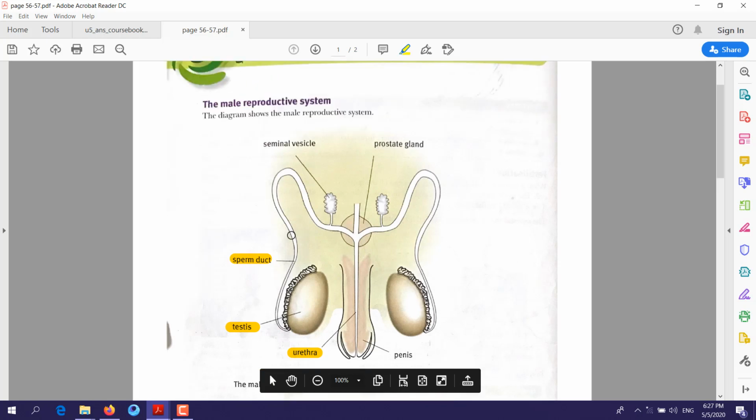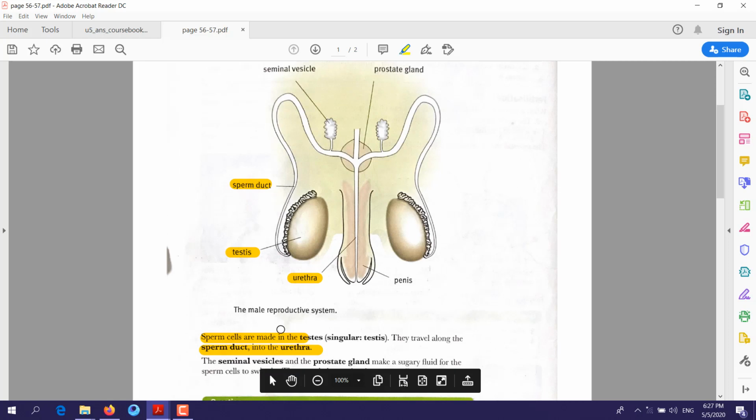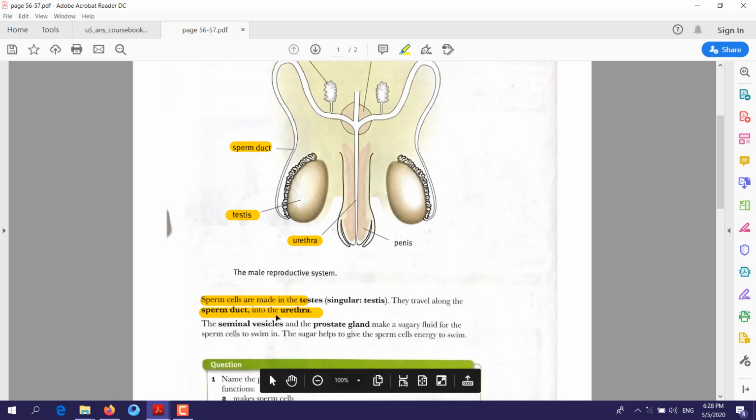Then, as you can see here, we also have another two parts, the seminal vesicle and the prostate gland. What is the function of the seminal vesicles and prostate gland? It's to make a sugary fluid for the sperm cells to swim in.